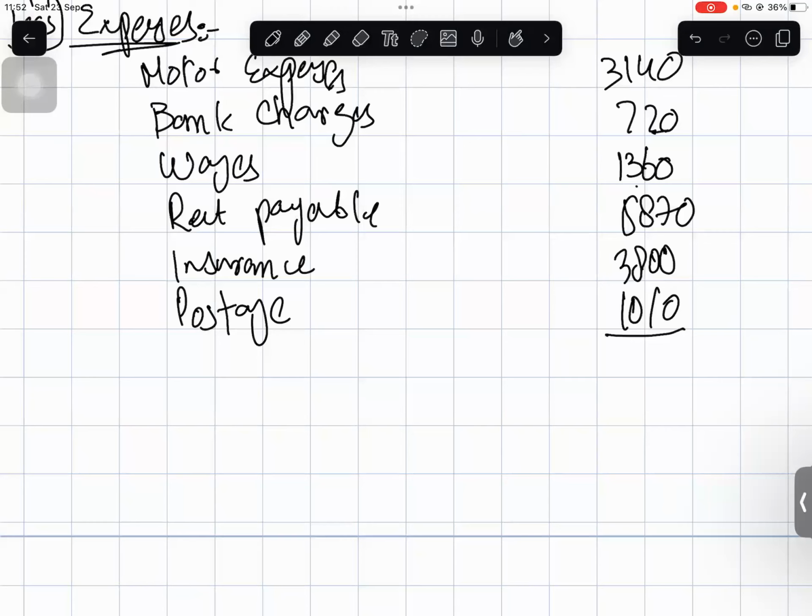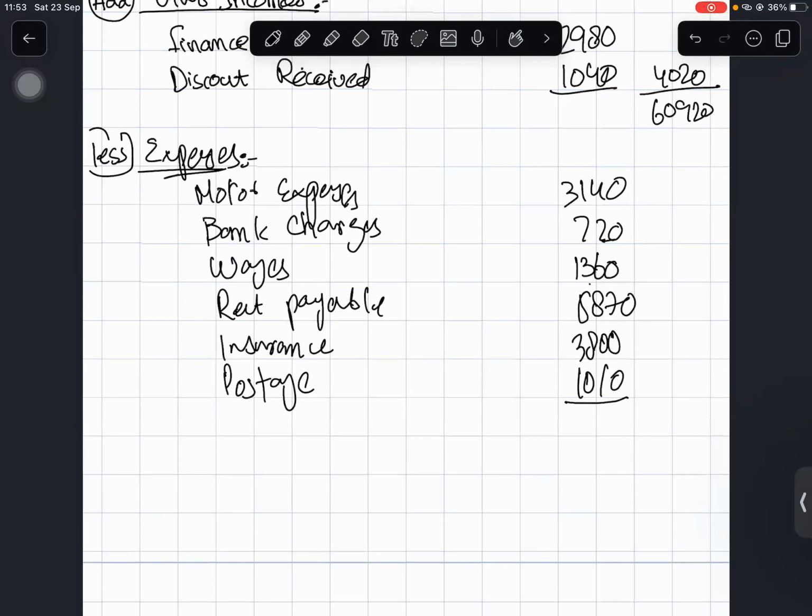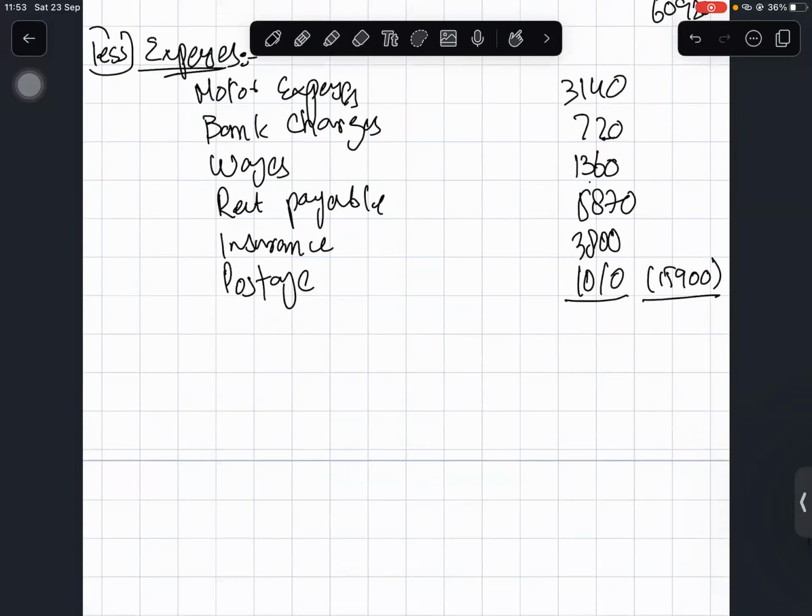So the total is 15,900. Where should I write the total? Sir, third row, but with a bracket. Yes, 15,900. Absolutely. And if we subtract it from the above amount, we will get 5,020. This will be our profit of the year.